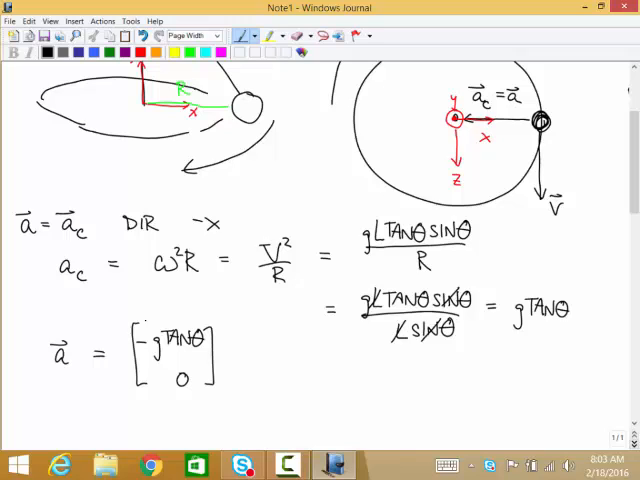Any questions about that? So you're just symbolically giving a representation for the acceleration based on what you know about circular motion. Any other homework questions?